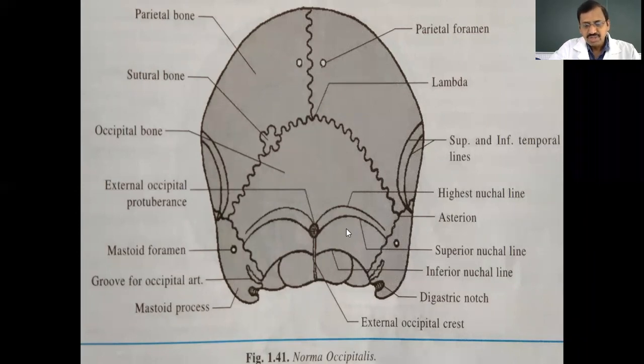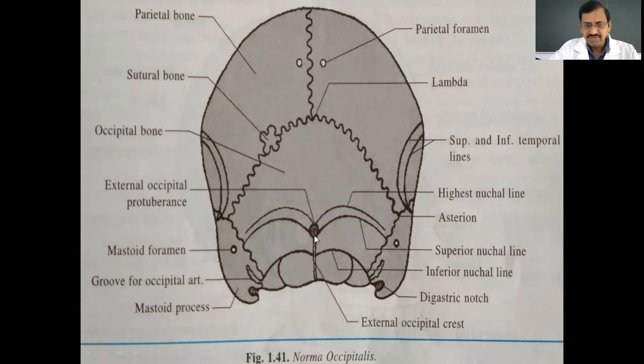Before knowing about the suboccipital region and suboccipital triangle, you are supposed to know some points related to this bone. This is called the external occipital protuberance. From it, on both sides, there are lines. This is the superior nuchal line, and above that there is another line, the highest nuchal line. Below, from the external occipital protuberance up to the posterior margin of the foramen magnum, there is a bony ridge called the external occipital crest.